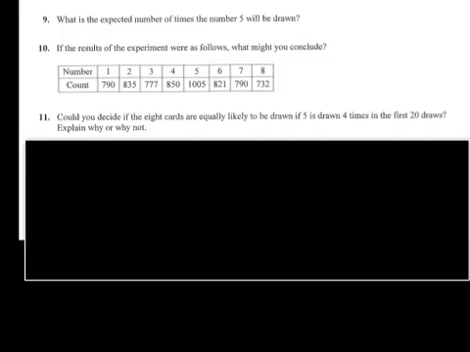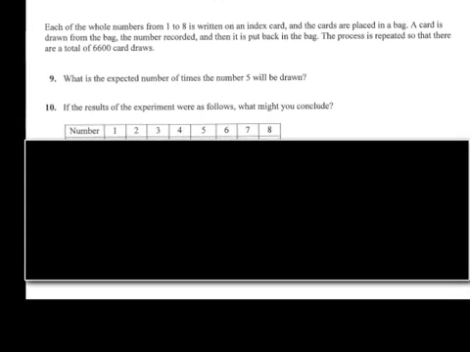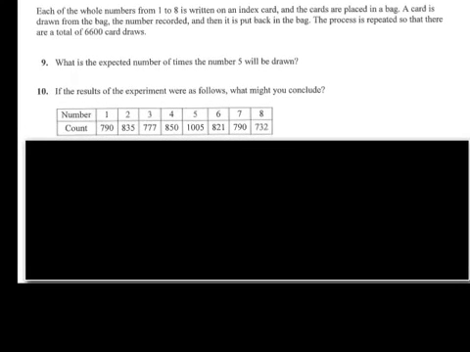Okay, we have here for number 9 and number 10, I bring this down, the case says this. Each of the whole numbers 1 to 8 is written on an index card and the cards are placed in a bag. A card is drawn from the bag, the number is recorded, and then it's put back in the bag. The process is repeated, so there are a total of 6,600 cards drawn.